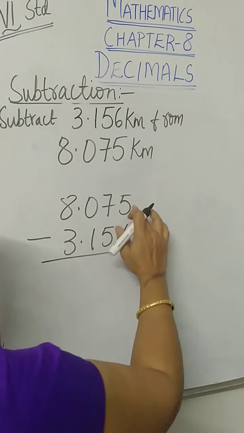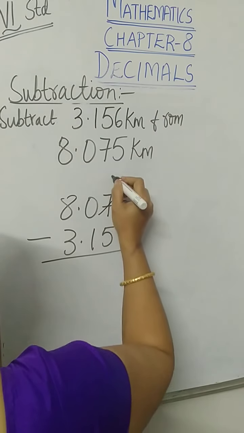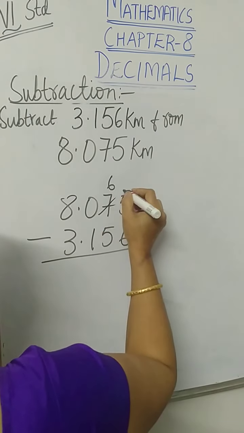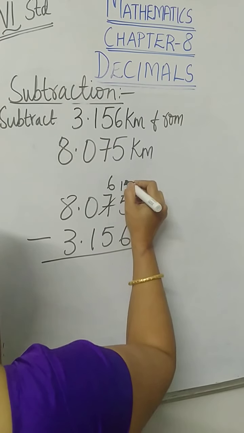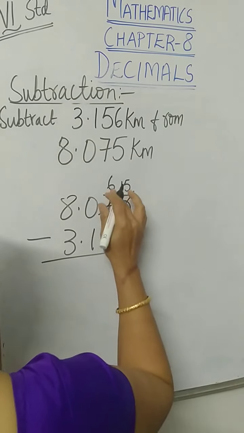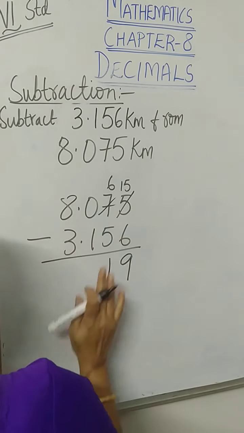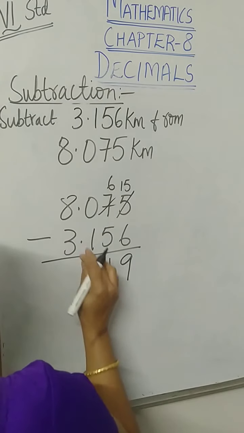Yes, we cannot subtract 6 from 5, so we will borrow from here. This will become 6 here. So when we have borrowed 1 from here, it will become 15 here. 15 minus 6 is 9. Here it is 6. 6 minus 5 is 1. Here we have not borrowed. Now we are going to borrow.